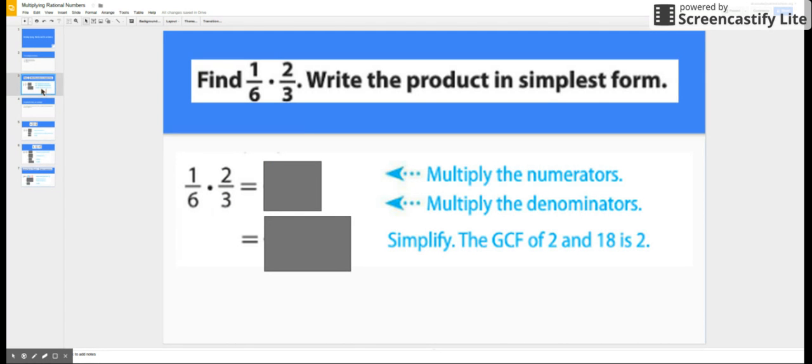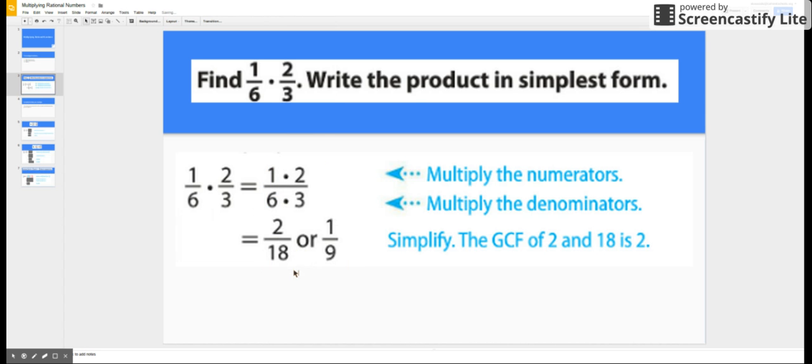So here's an example of that. This example says, find 1/6 times 2/3. Write the product in simplest form. So 1/6 times 2/3. Multiply the numerators first. So 1 times 2 equals 2. Now let's multiply the denominators. 6 times 3 equals 18. So we have 2 over 18, which simplifies to 1/9.